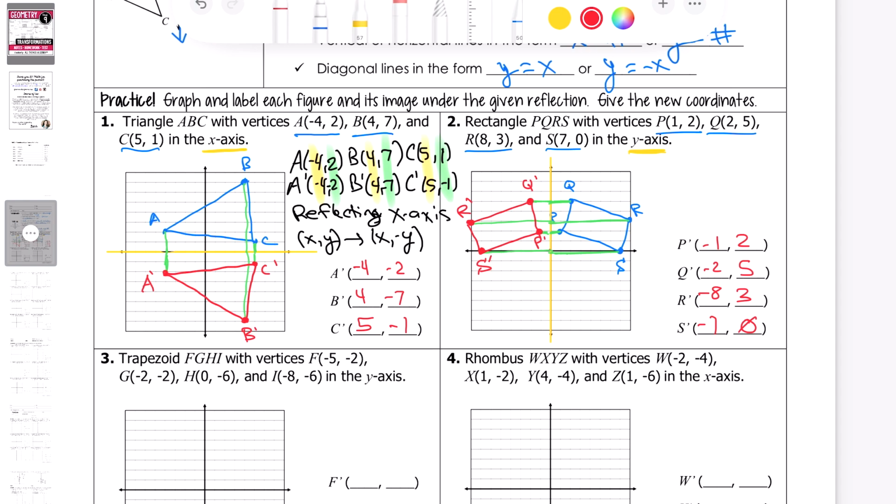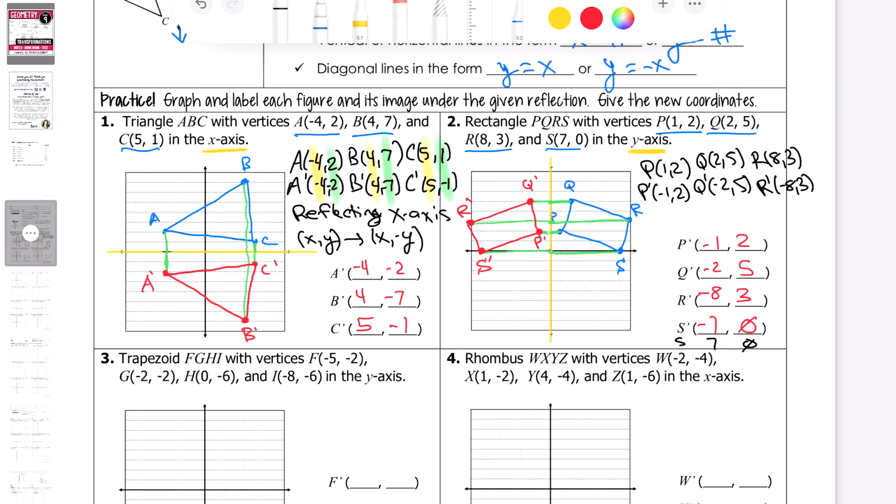So now let's look at this one. Since this is over the x-axis, it's a slightly different rule. It's very close, but it's slightly different. So if I look at these pieces, so P, we have 1 and 2. P prime was -1 and 2. Q was 2 and 5. Q prime was -2 and 5. And I'm only going to look at 3 of these points. We can highlight the last one. I just don't have a whole lot of room, so I can write the rule down there. So I'll write S right underneath here.